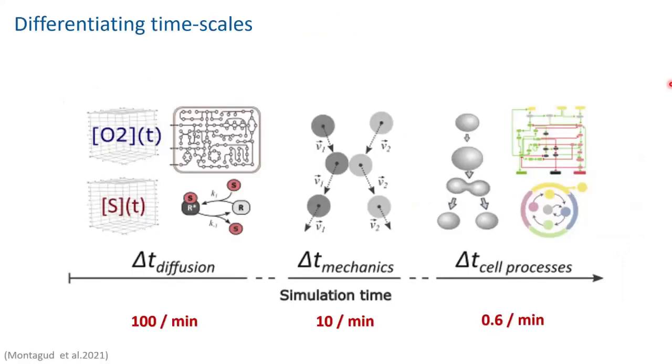And then you can also differentiate time scales. As you saw, we have already talked about diffusion. The small molecule dynamics, the diffusion of different chemical compounds, is much faster. And then you have the mechanical interactions, like cells bumping into each other and pushing each other. And then you have the slowest dynamics, which is the cell growth and then the division, for example.